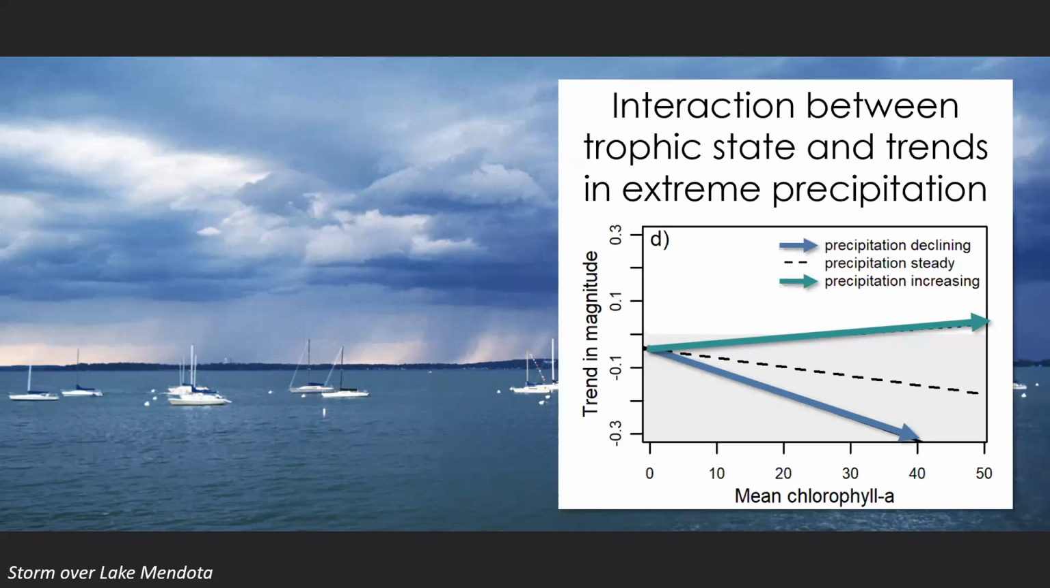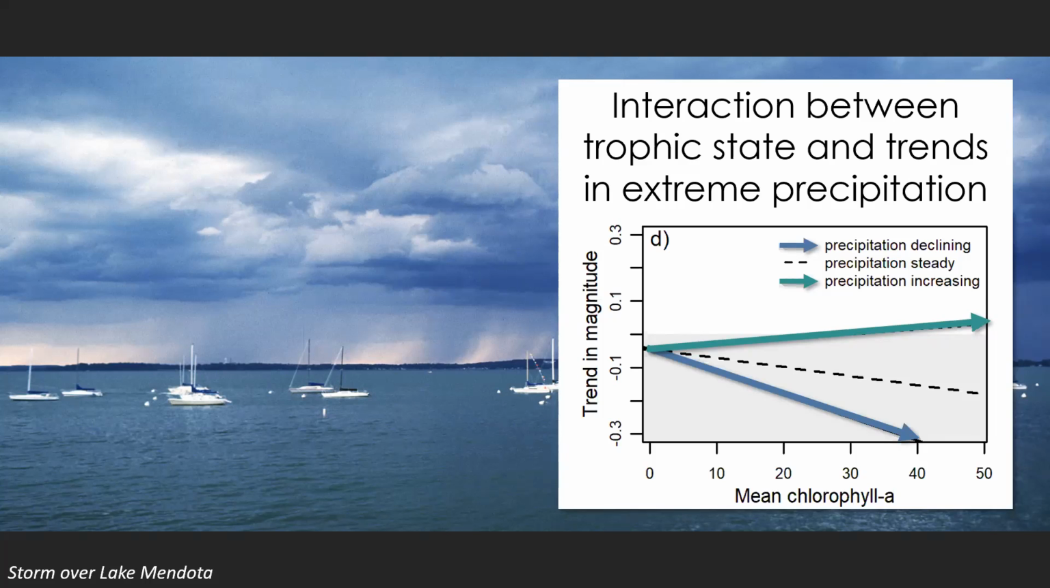So the greener lakes, those with a high mean chlorophyll A that are also experiencing an increase in extreme precipitation, are more likely to have an increasing trend in bloom magnitude. But green lakes that are experiencing a decline in extreme precipitation over the period they were studied have a strong declining trend in bloom magnitude. And I think this is particularly interesting because it's these really green lakes that tend to be the focus of our management and our restoration activities, because they have the biggest potential threat to human health and ecosystem services.